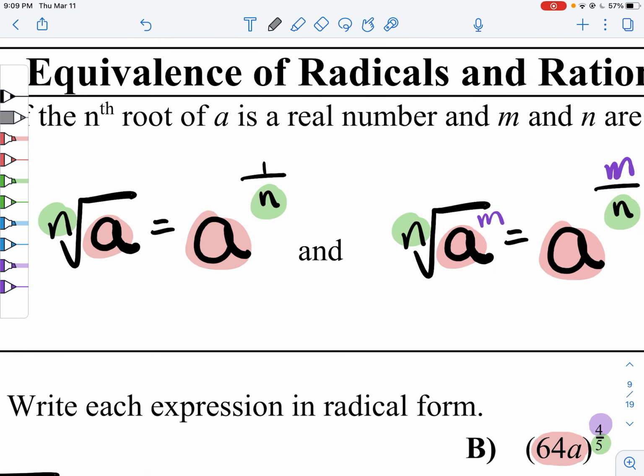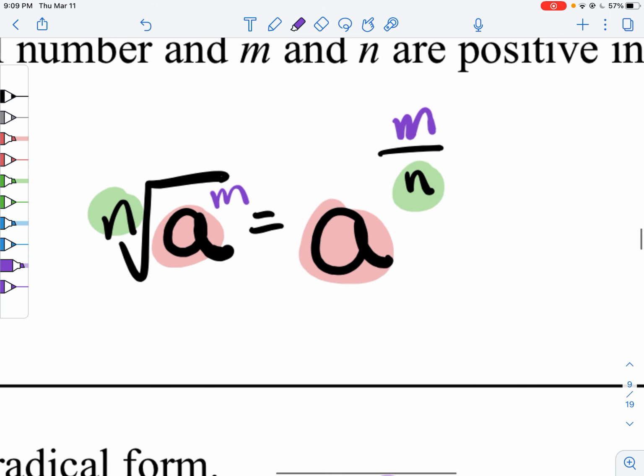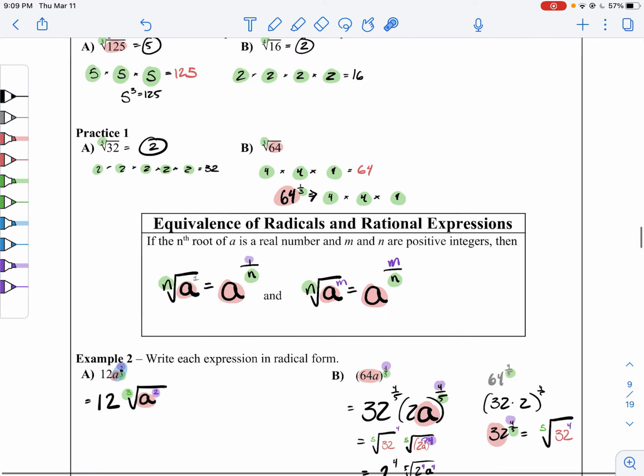Okay, remember where you have like a little hidden 1. So this guy is 1. Key idea right here. If you have a radical, the index is the denominator of the exponent, and the exponent is the numerator of the exponent. Remember to keep working little steps at a time.